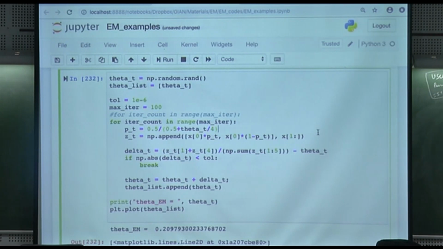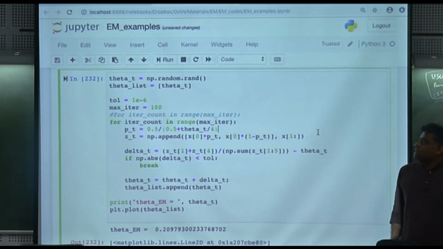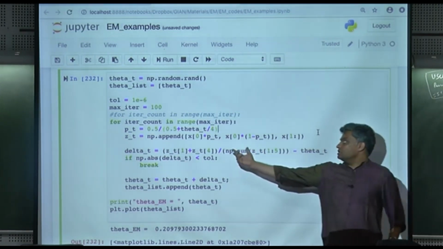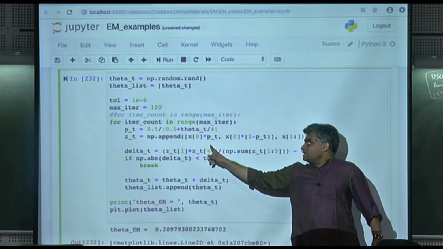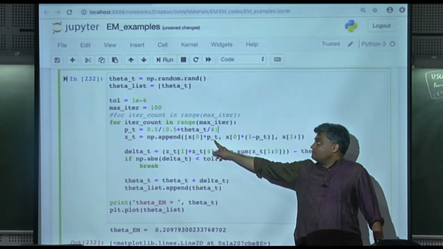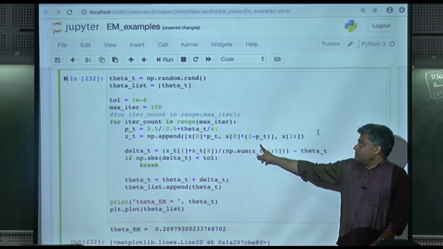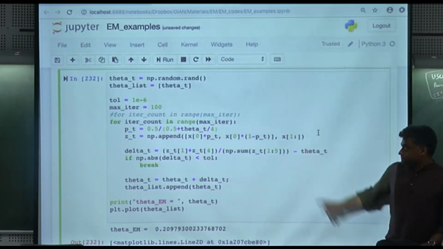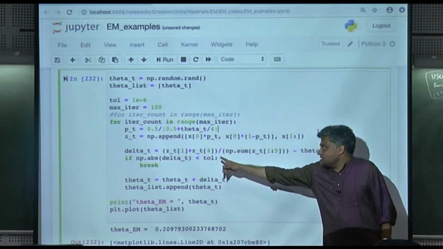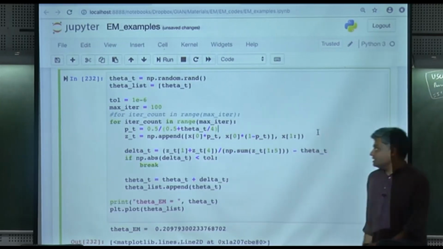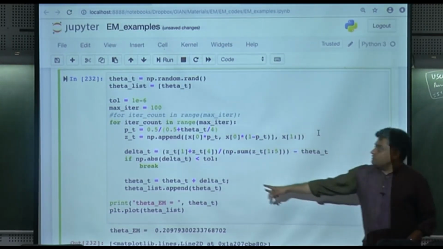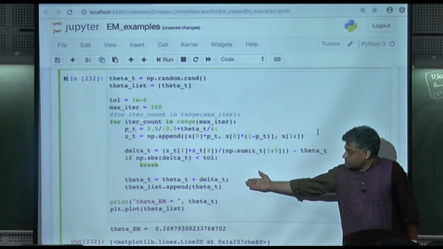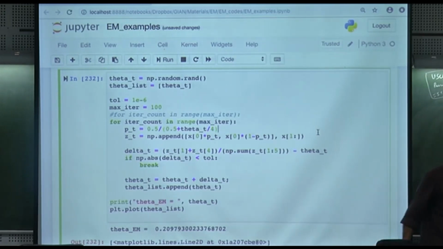So I take everything else of x over here, and z was the complete data, so it should have 5 components. What I did was I took the first component of x, multiplied it by pt. This is the expected value of the missing value of the first component. 1 minus pt is the value for the second component. I put that over there. So now this becomes my zt. Delta t is basically the difference between the new estimate of my theta minus the old estimate. If the absolute value of delta t is less than a tolerance, you stop. Otherwise, you set theta t equal to theta t plus delta t. You put them into the estimate and keep going.